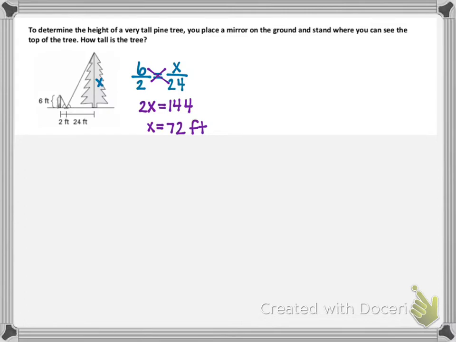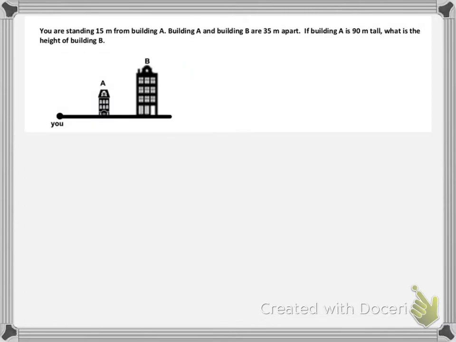All right, let's take a look at this last one. So you are standing 15 meters away from building A. So from here to here is 15 meters. And building A and building B are 35 meters apart. Okay, so this is 35 meters. Okay. If building A is 90 feet tall, so we got a 90 right here, how tall is building B? So we're going to have an X there.